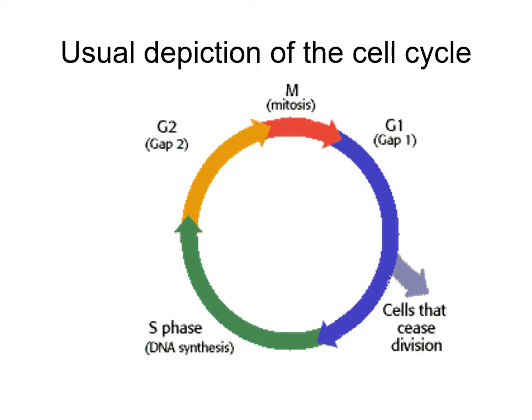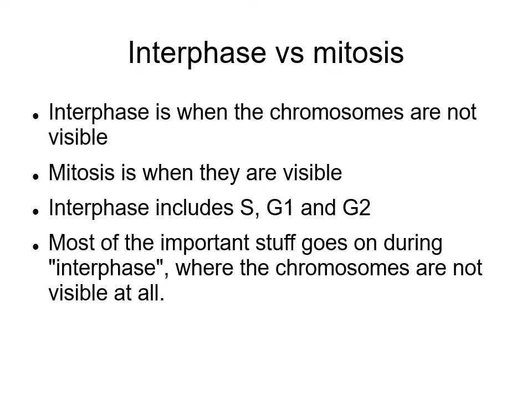And at that point, when the cells are ready, they make the decision to enter mitosis, and then the chromosomes begin to condense, and the actual mitotic division will occur. So it's important to notice that the S phase occurred during interphase, long before any visible chromosomal changes have been seen or can be seen. Reiterating, interphase is when the chromosomes are not visible. Mitosis is when they are visible. And the interphase includes G1, S, and G2.